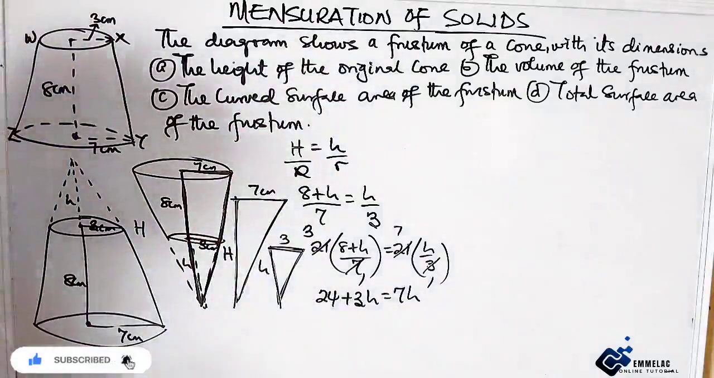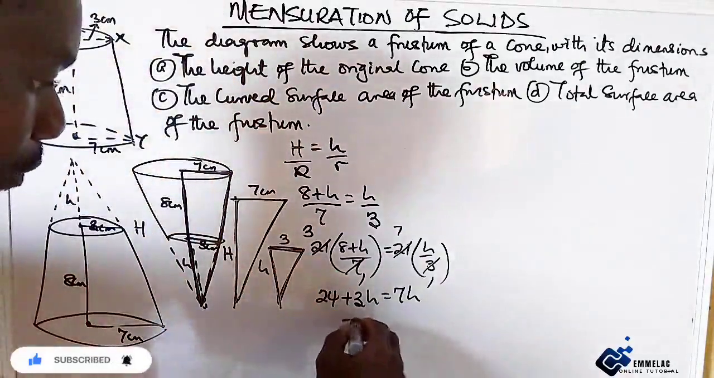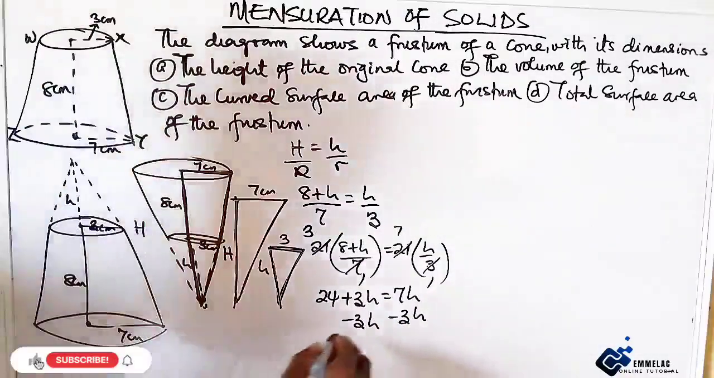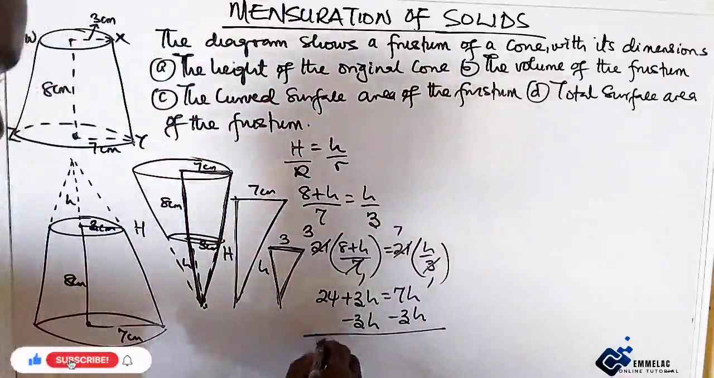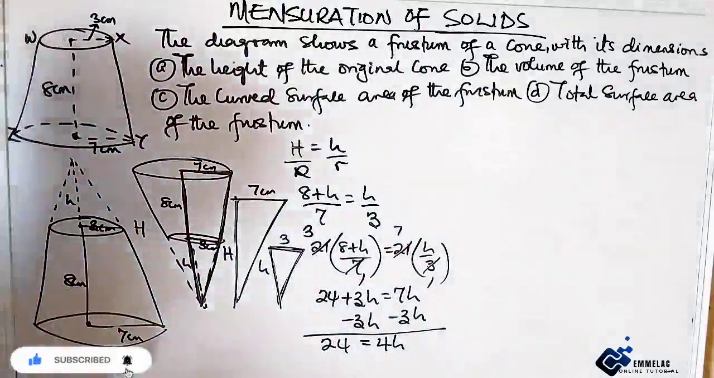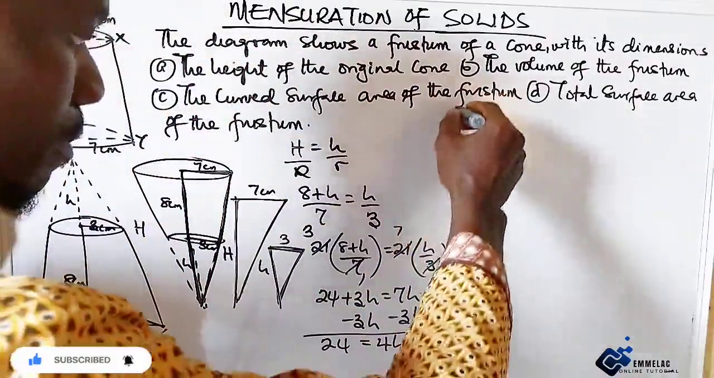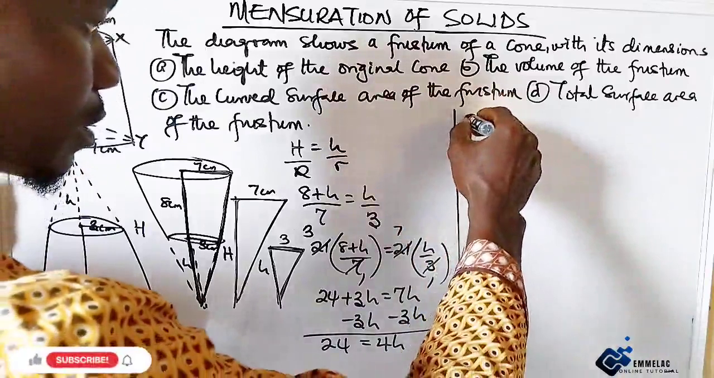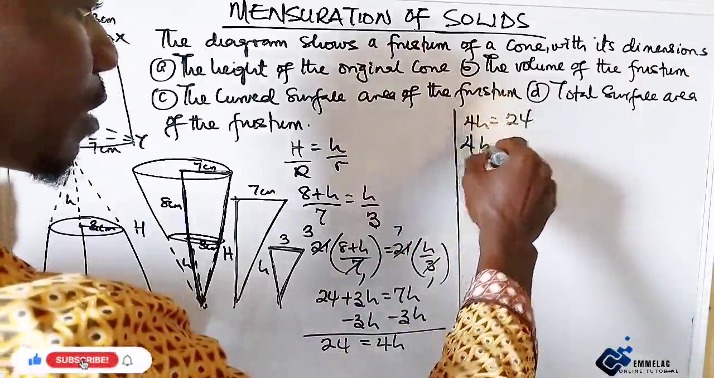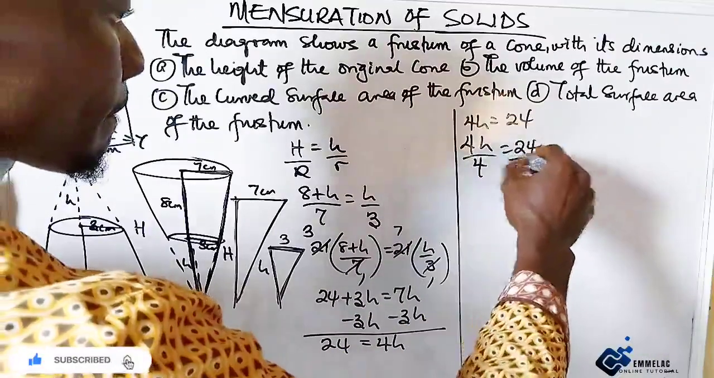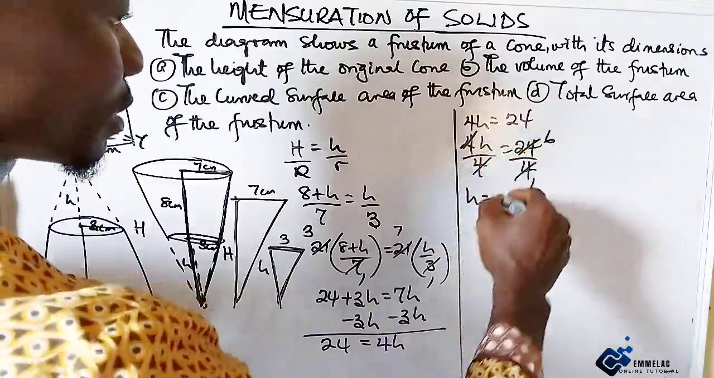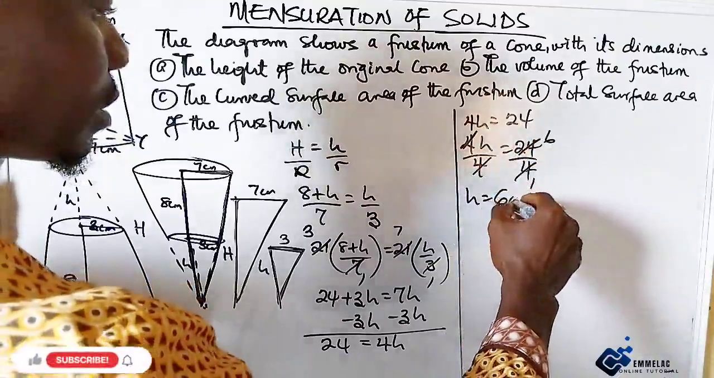Now subtract 3h from both sides, so I collect like terms. Here we have 24 equals 4h. So 4h equals 24. Divide both sides by 4. So 4 cancels 4, and 4 into 24 is 6. We have h equals 6 centimeter.